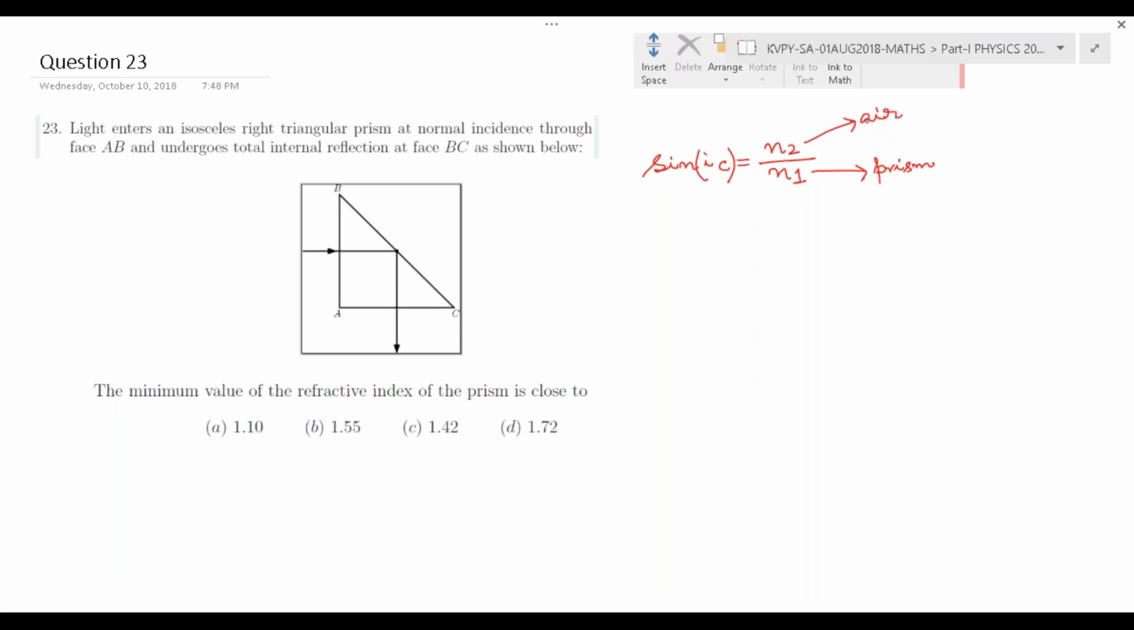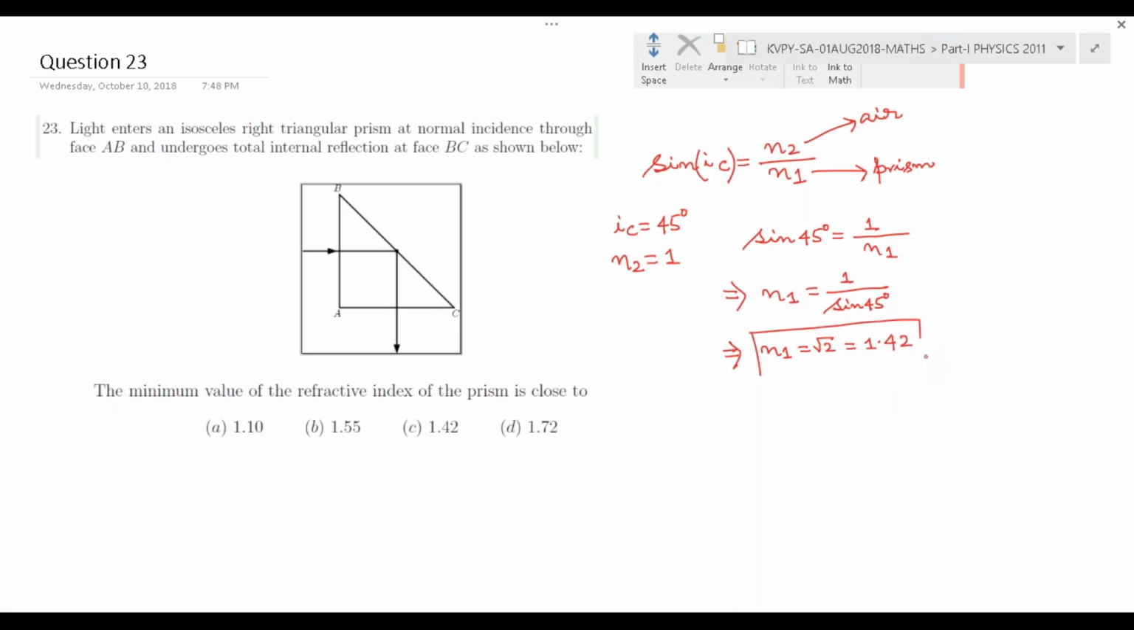Now for air we know it is 1, and from the diagram it is very clear that the critical angle is 45 degrees. So we know the value of N2 is 1, and now it is just to find the value of N1. It's pretty simple. Apply the values, then we get sine 45 degrees is equal to 1 by N1. So from here we get N1 is equal to 1 by sine 45 degrees, and that is nothing but root 2. In context to the given options, we can consider the value of N1 as 1.42. So this is the minimum value it can have, and we get the correct option as C.